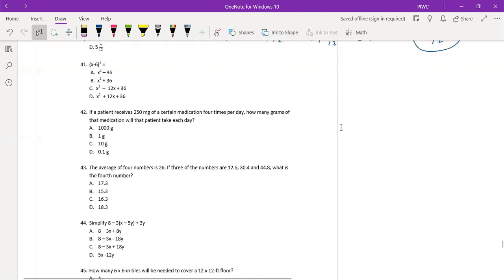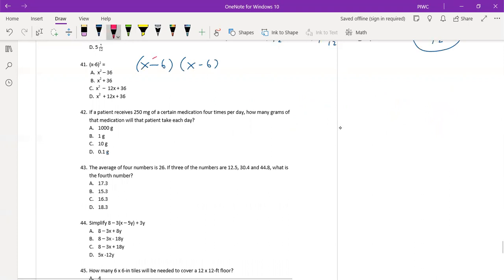Then number 41. Number 41, you want to expand what you have here. So if you're not too sure, what you should do is to multiply this out by yourself. Expand it like this. Square means you're multiplying the number by itself. Okay, so you can do this and then distribute.